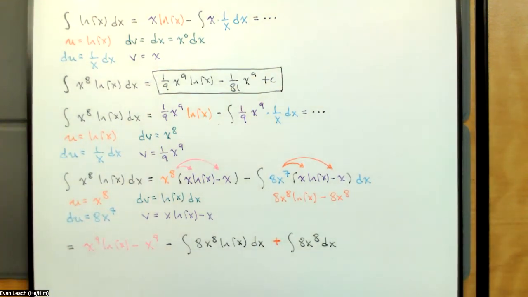So I use the distributive property and I split this into 2 separate integrals. Because integration is a linear operator, I can do things a term at a time. I can integrate a term at a time.